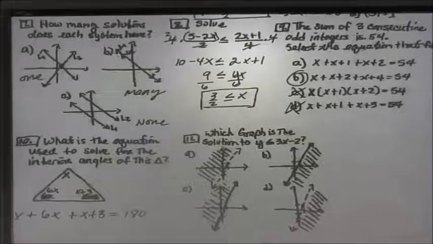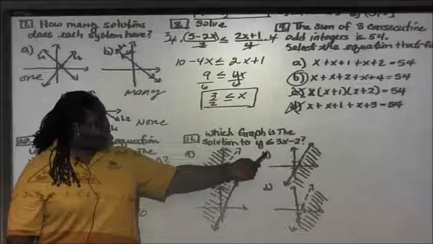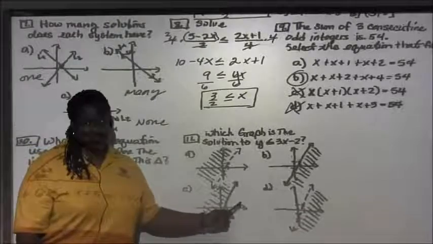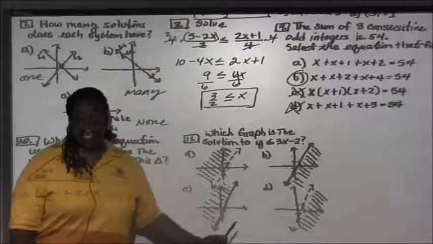A can't be it. So this symbol right here, the less than or equal to, tells us we need a solid line. So A and D can't be our answer.